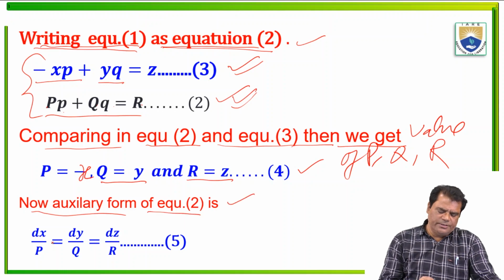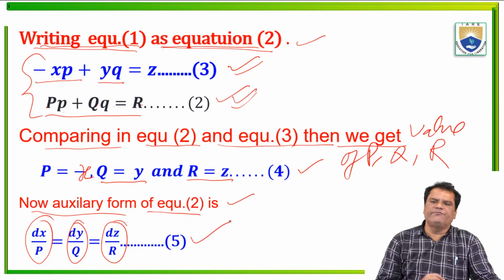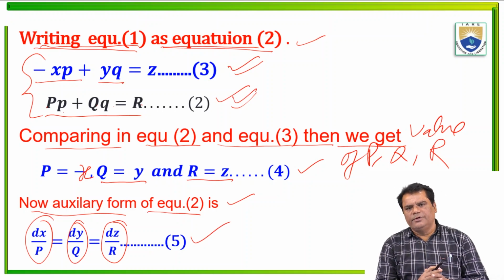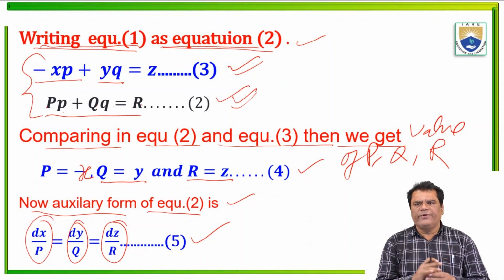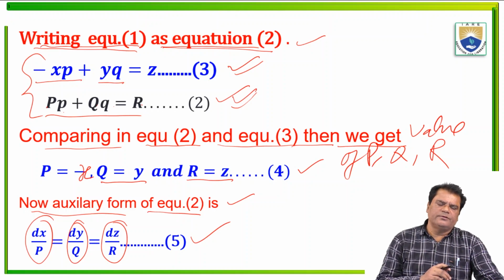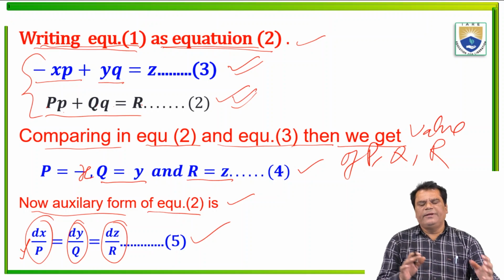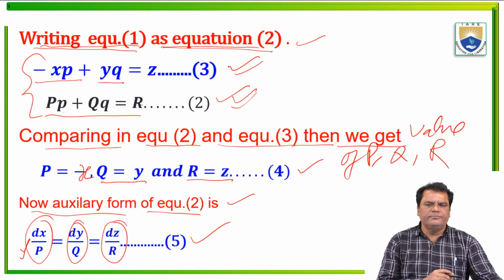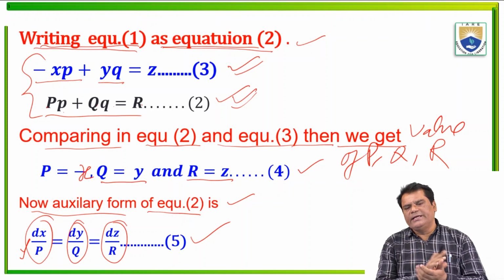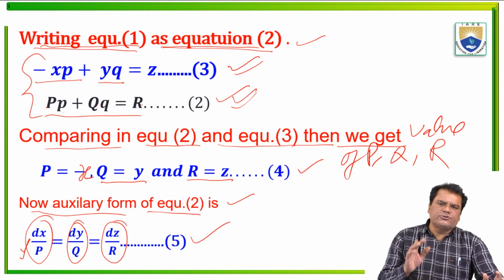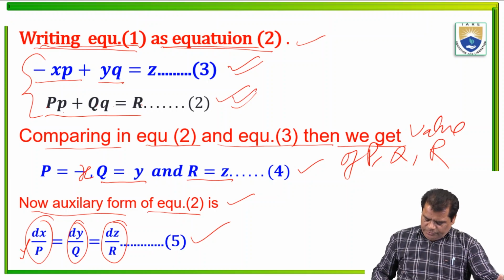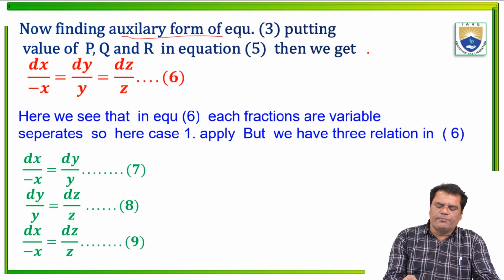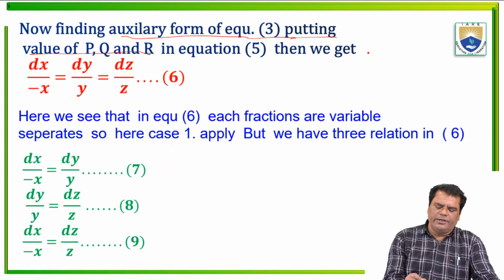The auxiliary form of equation 2 is dx upon capital P equal to dy upon capital Q equal to dz upon capital R. This is equation 5. In the auxiliary equation there are 3 fractions: fraction 1, fraction 2, fraction 3. In case 1, each fraction has variables separate. Then we make 3 relations: fraction 1 equal to fraction 2, fraction 2 equal to fraction 3 and fraction 3 equal to fraction 1. So we make 3 relations, and we will solve any 2 relations out of the given 3. Now finding the auxiliary form of equation 3, putting the values of P, Q, R in equation 5.